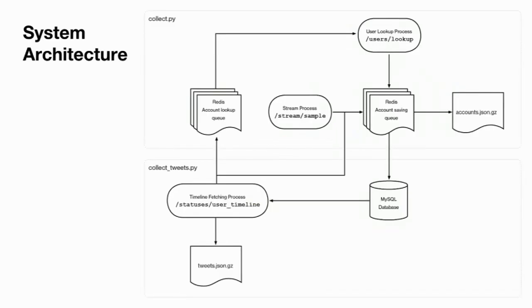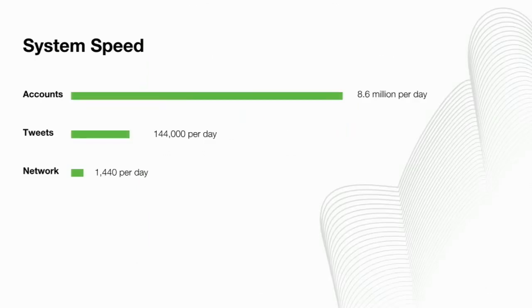So this is what our overall data gathering system looked like. We're not going to cover every box and every arrow in the flowchart, but really there are two parts to the system. There's gathering accounts and gathering tweets. And we talked about speed. This is what this looks like in summary.